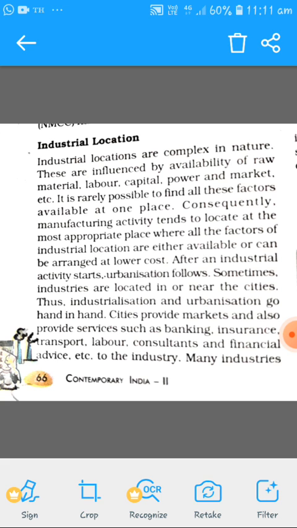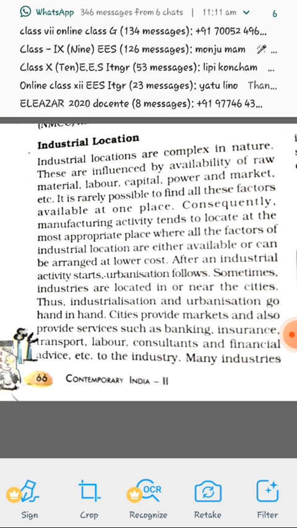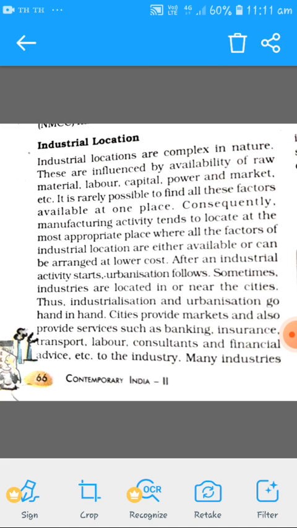What could be the factors that determine the industrial location, which industry has to be set up in which area, in which region. So all those factors we are going to discuss today. Okay, so the topic is industrial locations. Let us read. Industrial locations are complex in nature. Okay, it is not a simple thing. It is very complex. Okay, how is it complex?